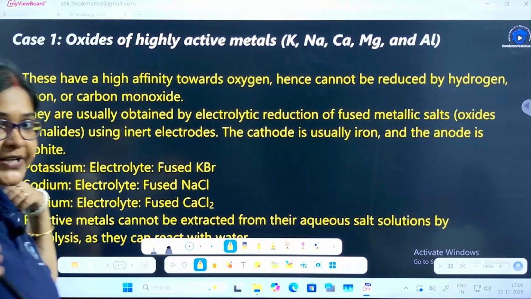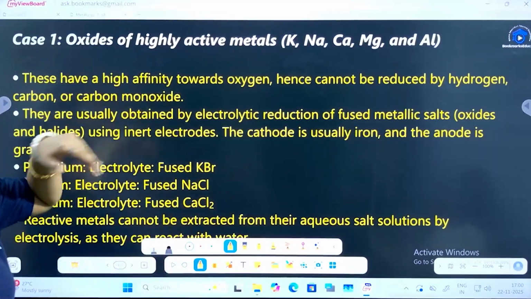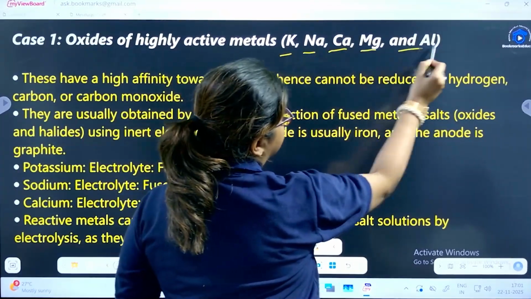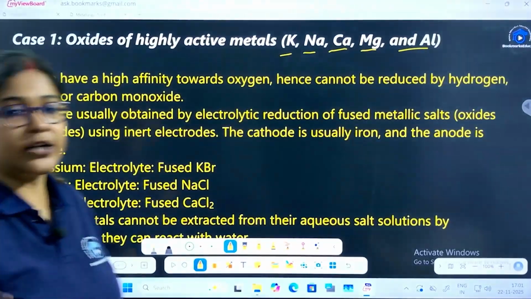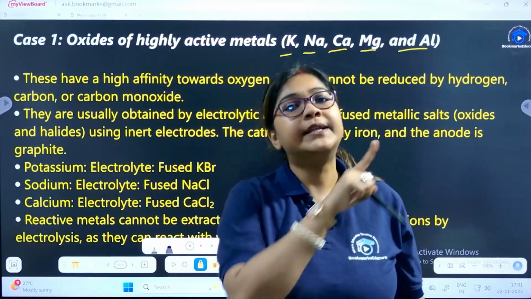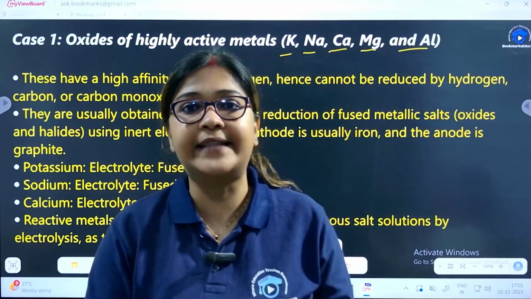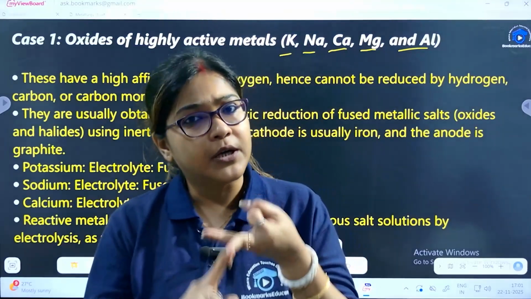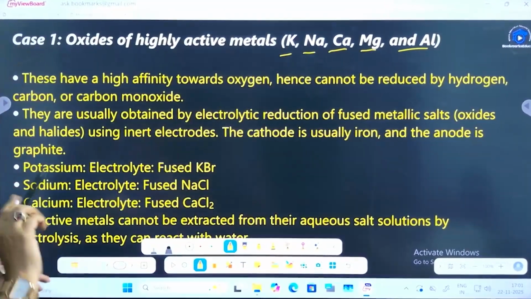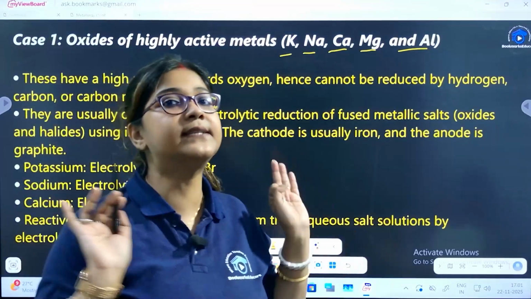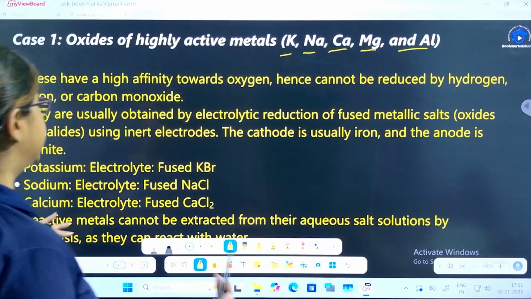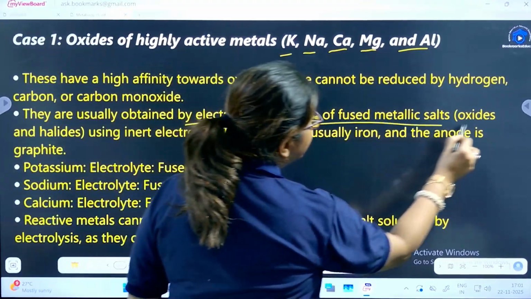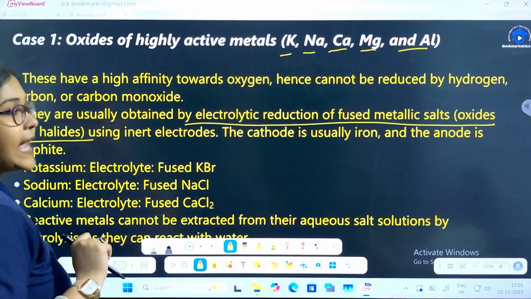So there are three different cases. Case 1 is the oxides of the highly active metals like sodium, potassium, calcium, magnesium and aluminium. Because they are at the top of the reactivity series, they have strong affinity for oxygen and will not be reduced by powdered carbon, hydrogen or carbon monoxide. Then how will they be obtained? So the chemical method you will not be able to utilize in this case. For this case, they are usually obtained by electrolytic reduction of fused metallic salts like oxides and halides.